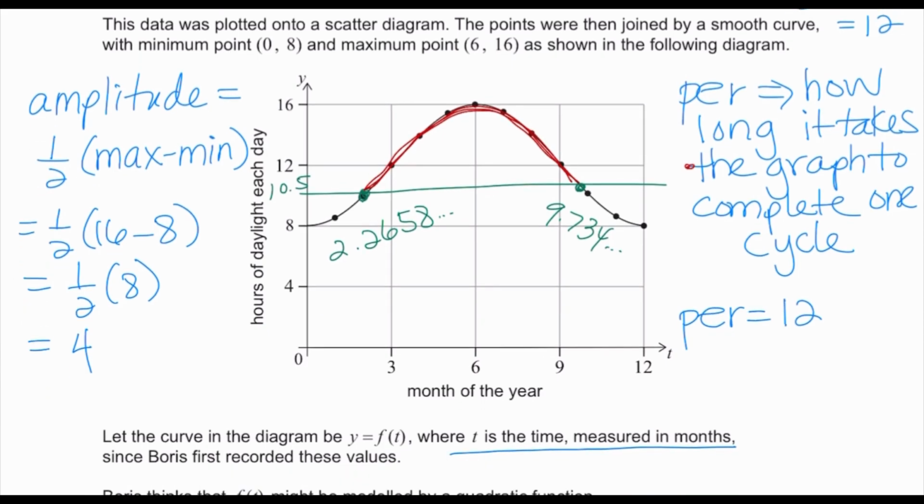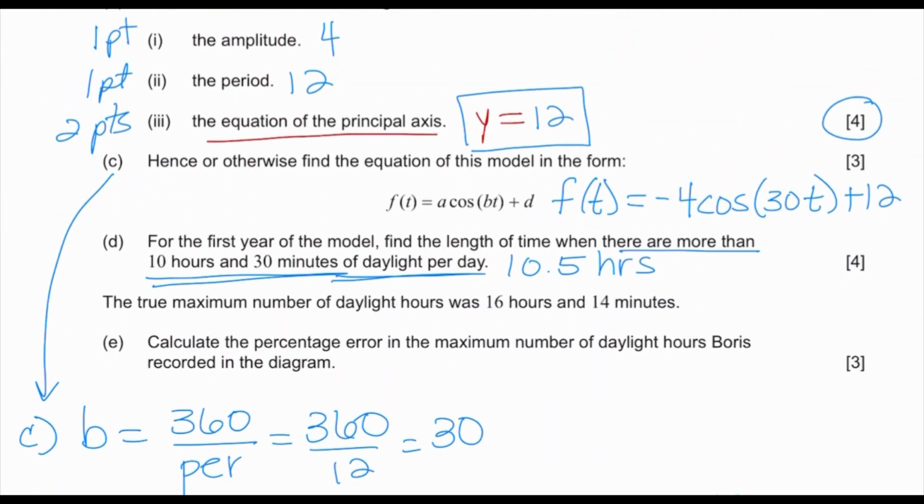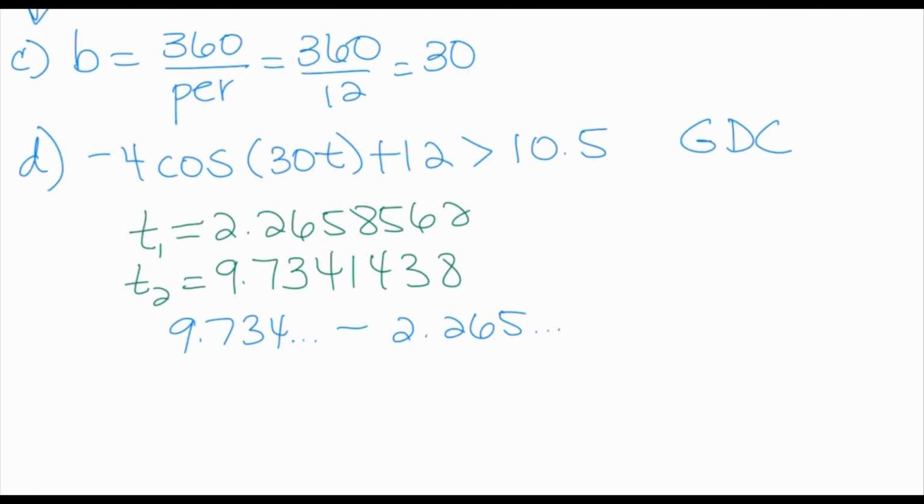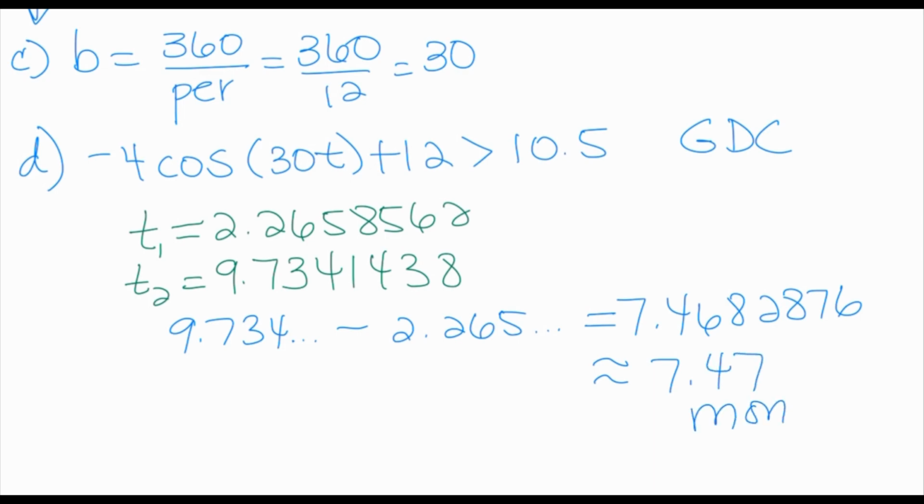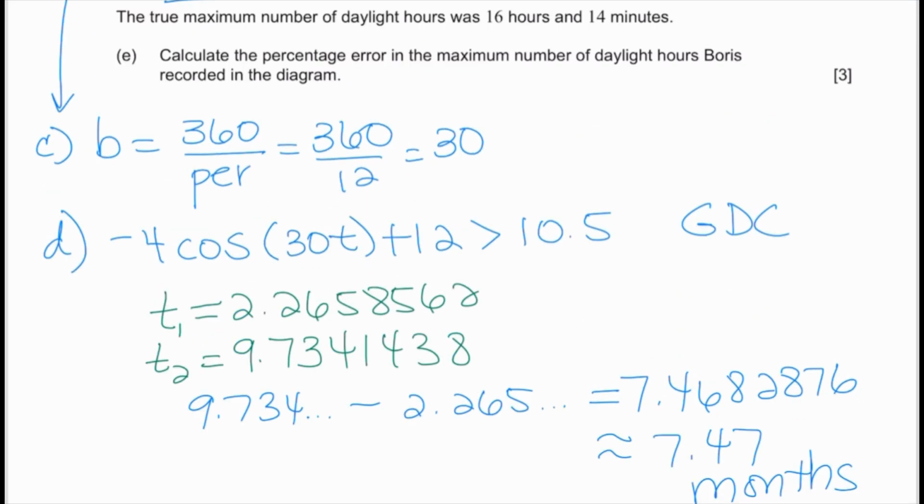So the last thing that I have to do is subtract these two values. It's going to give me about 7.4682876. You put this in your calculator, which is approximately 7.47 months. And this is going to be your final answer for part D. Okay, so then we go on to part E.